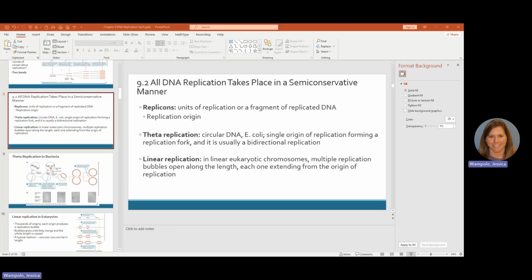In eukaryotic chromosomes, where we have linear DNA, we're going to get multiple origins of replication. Multiple places where we get little replication bubbles that open up, and at each replication bubble, we're going to extend our replication from the origin out away from the origin.